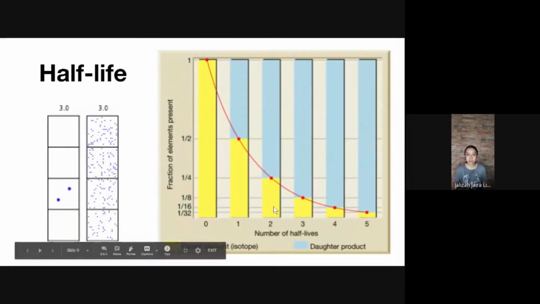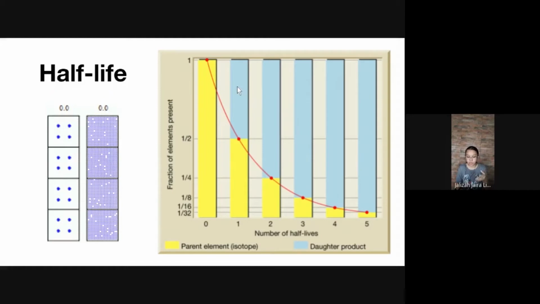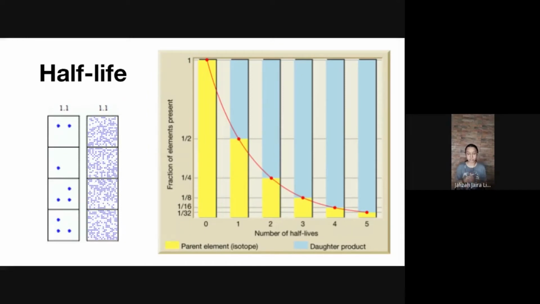So this photo right here tries to show us how, with every number of half-lives, the parent isotope, in yellow, eventually turns into the daughter isotope or the daughter product. And as time passes on, less of the parent material exists and more of the daughter material comes into existence. So we usually use that ratio to determine the age of the actual sample that we're looking at.